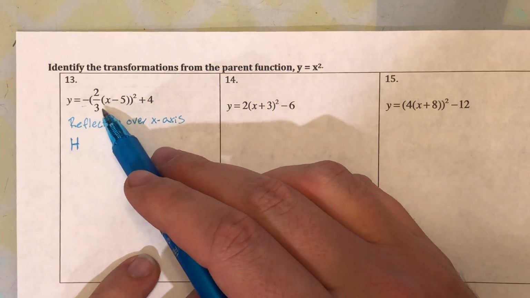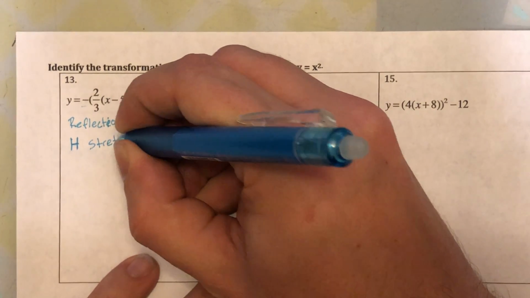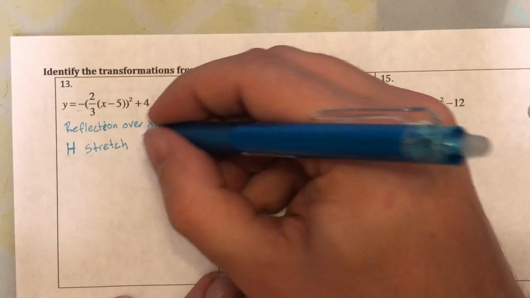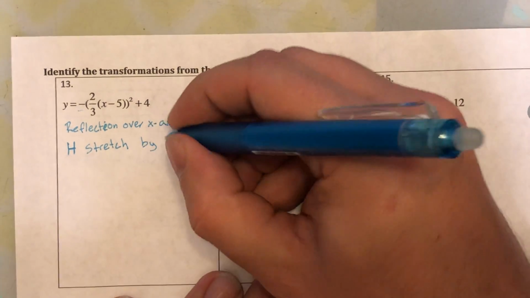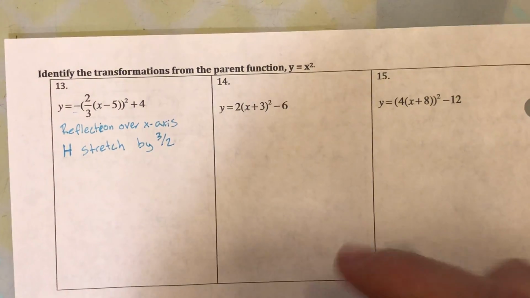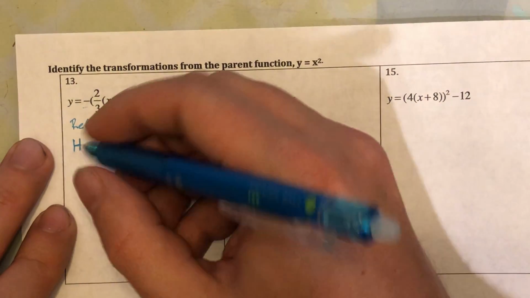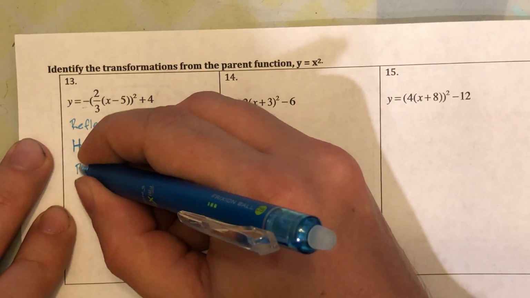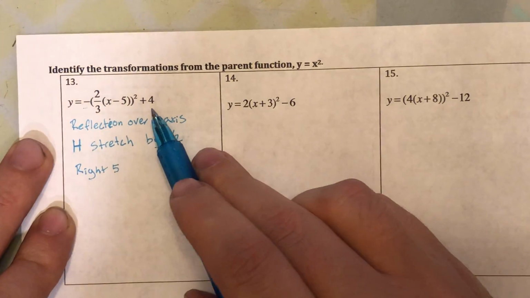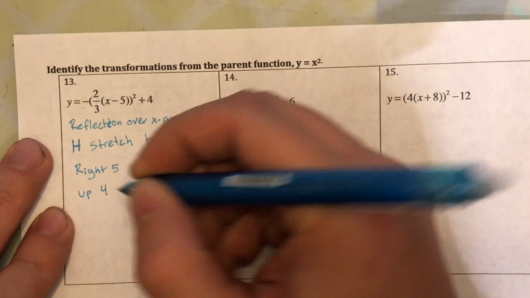This, that is a fraction, ends up being a horizontal stretch, and it is a stretch by the reciprocal. So it is a horizontal stretch by 3 halves. The -5 here, that is my h value, and that shifts it right 5. The +4 is my k value, and that shifts it up 4.